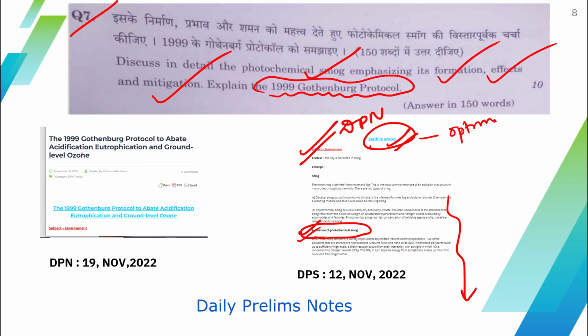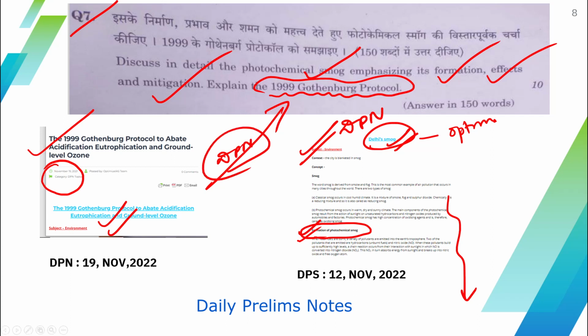Even the second part, you can see here, 1999 Gothenburg Protocol to abate acidification, eutrophication and ground level ozone. You can see here November 19, 2021. Directly it has been asked from the daily prelims notes. Guys, now you understand the importance of daily prelims notes. Guys, I can tell you, daily prelims notes is the only initiative in the country which is very focused related to the UPSC examination.